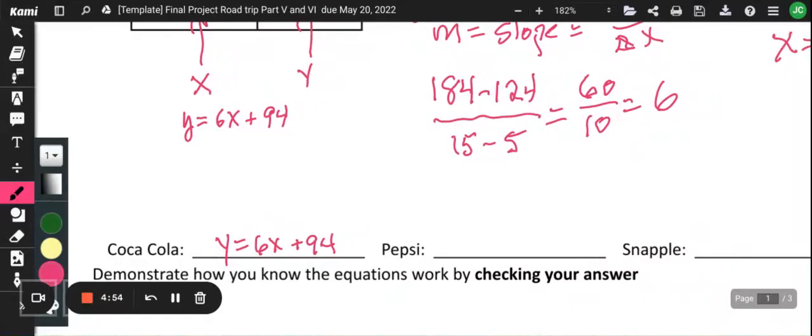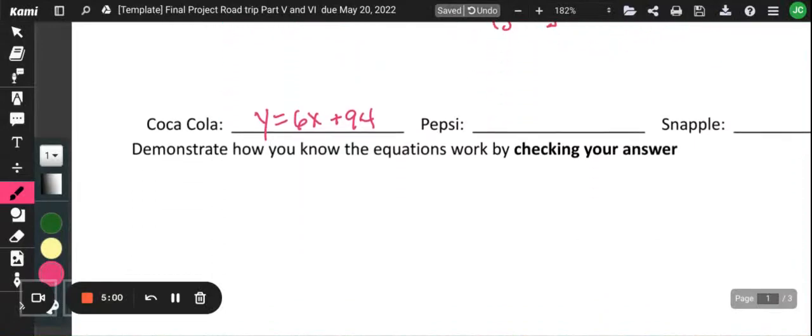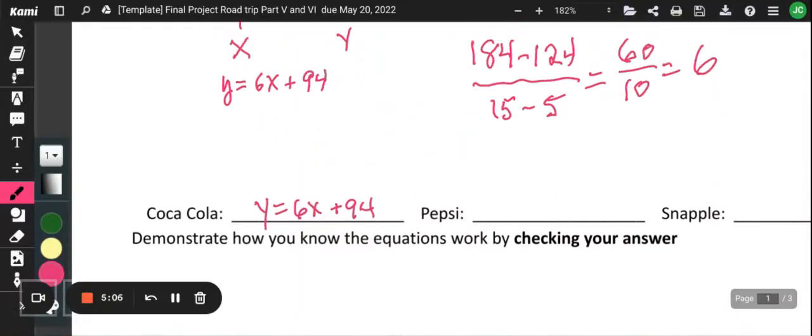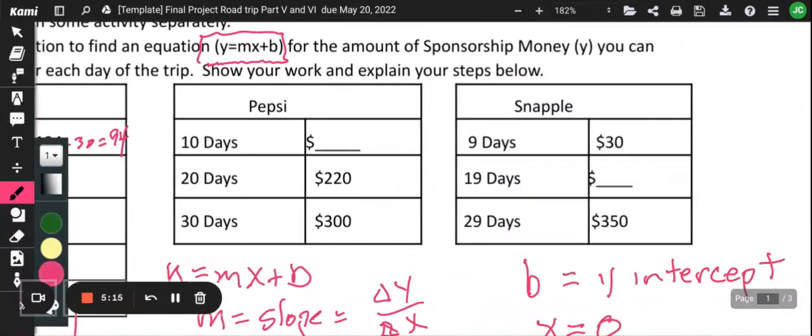And you're going to use the same methods that I just did in order to find the Pepsi and the Snapple. And then after that, it says demonstrate how you know the equations work by checking your answer. And so you would check it. And so that's how we find this information. Now, I do want you to notice in Snapple, we're going from 29 to 19 to 9, and then the next stop here would be 0, which means you can't just say count on 10 days. And so that's about it.